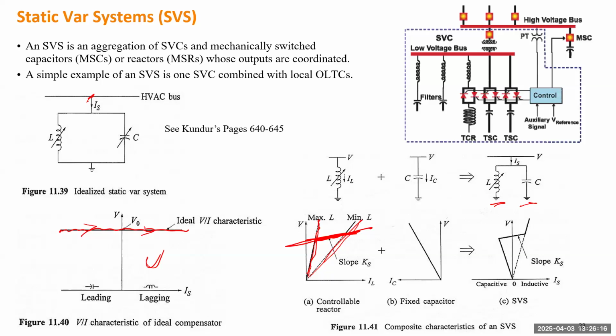Then you can add this fixed capacitance. So its leading power factor operates on the left-hand side. When you add them together, finally, you can operate along this line. If the control is very fast, then you can make that line have almost zero slope, almost flat, which means the voltage can be controlled within a very narrow range. This is a more practical static VAR system.